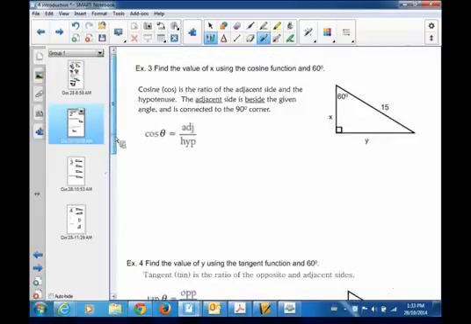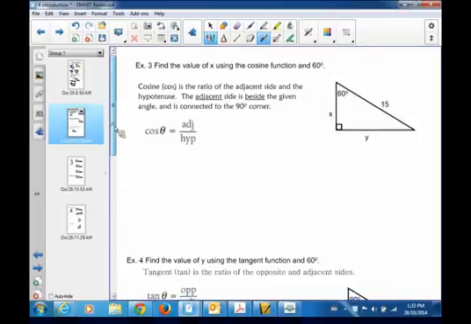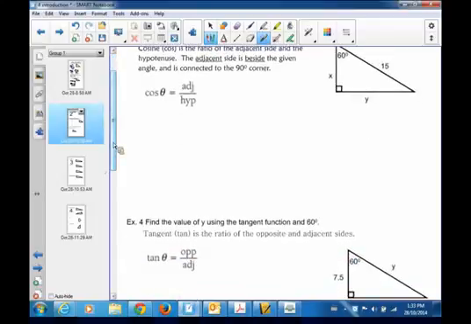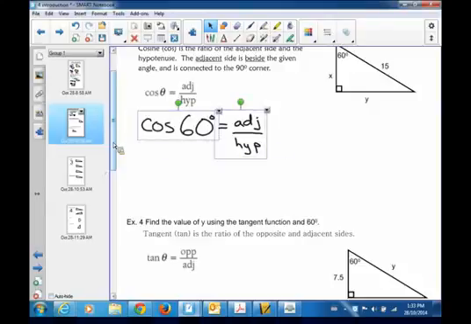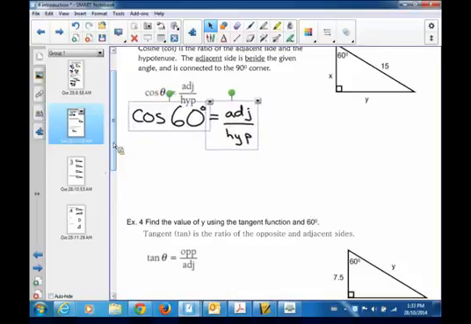How do we do this problem? We're going to use the cosine function with 60 degrees. I'm telling you which one to try. So I'm going to say cosine 60 degrees equals adjacent over hypotenuse. That's going to be your first step for most of these problems. Don't just jump in. Write down which angle and whether you're using cosine, sine, or tangent, and what it is, adjacent over hypotenuse, etc. Then we can plug in numbers.